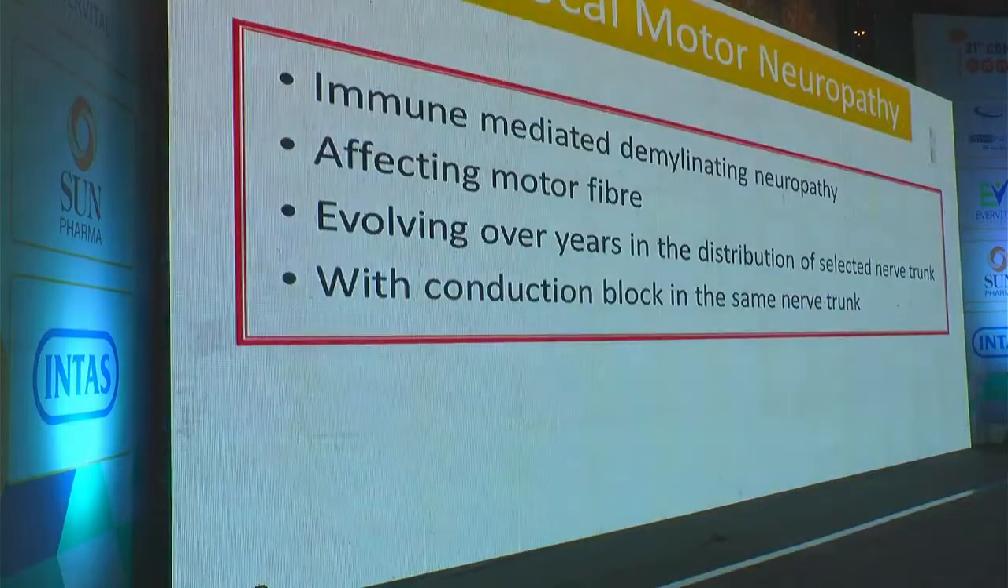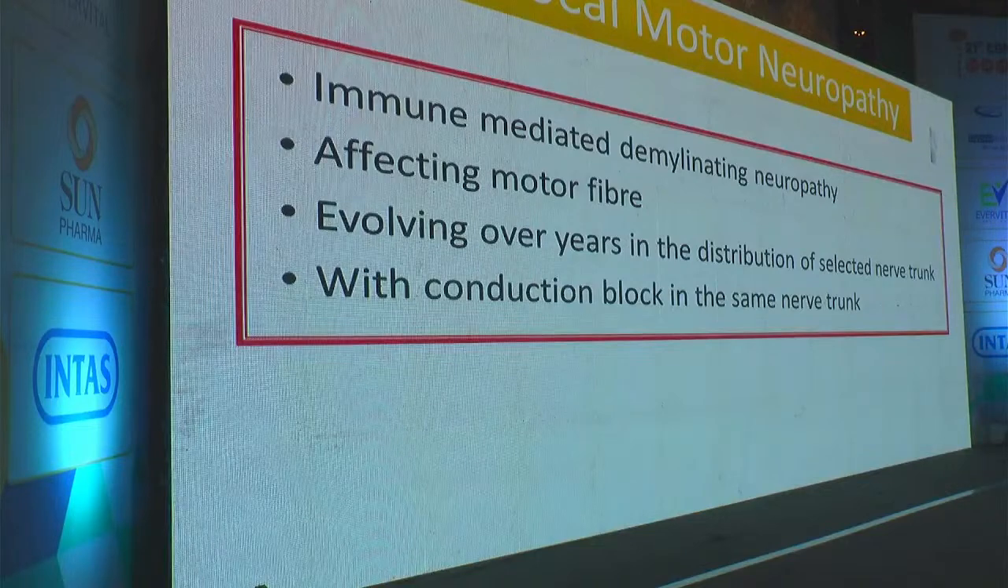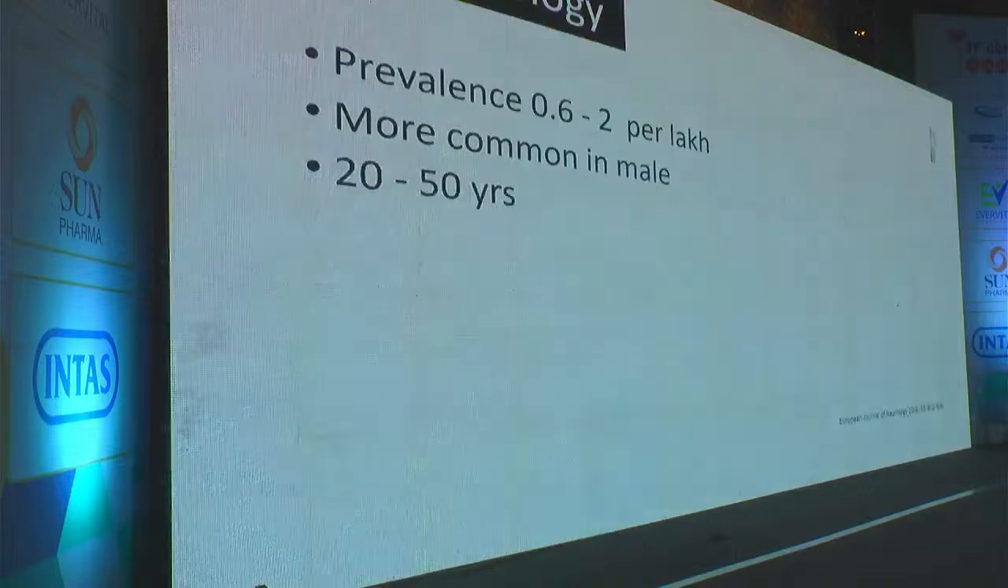Now the next focal variant of CIDP is MMN, multifocal motor neuropathy, which is again an immune mediated demyelinating pure motor neuropathy. It evolves over a period of years and it affects selected nerves like median nerve, ulnar nerve, followed by peroneal nerve or tibial nerve, and classically it is associated with conduction block in the affected nerve at a segmental level at non-compressive sites.